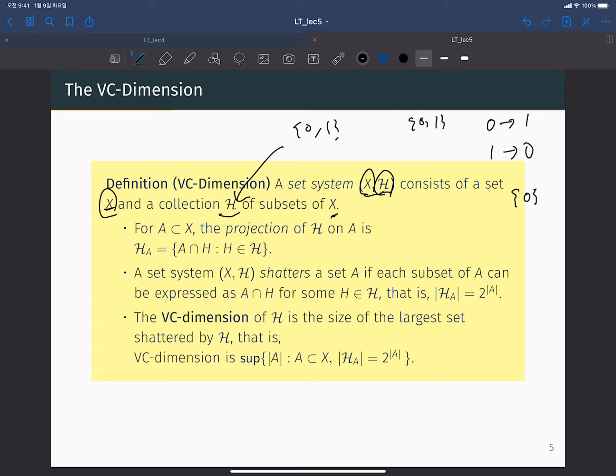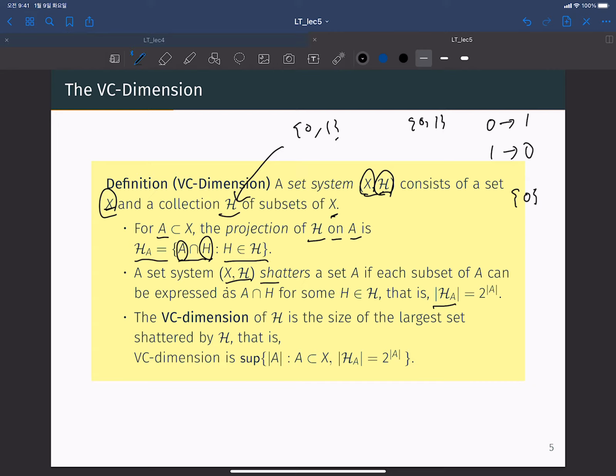And for any subset of X denoted by A, the projection of our hypothesis set on A is defined as follows: the overlap between the given subset A and each hypothesis H. A set system X and H shatters a set A if each subset of A can be expressed as the overlap between A and H for some hypothesis H. That means the cardinality of H_A, the projection of H on A, is equal to 2 to the cardinality of A, which means the projection of H on A includes all possible subsets of the set A.